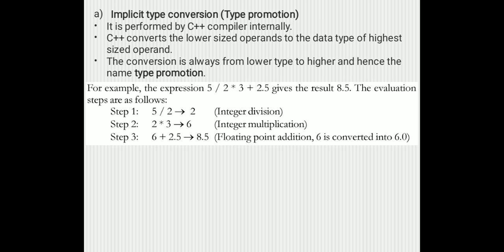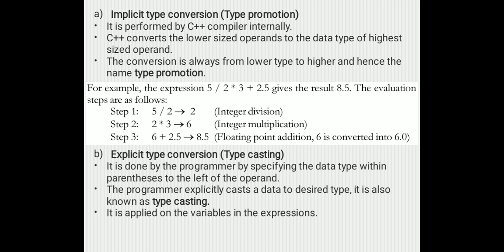So here the values are converted for floating point addition. 6 is converted into 6.0. So the integer is converted into float. That is, the value is changed from the lower sized operand to the higher sized operand.